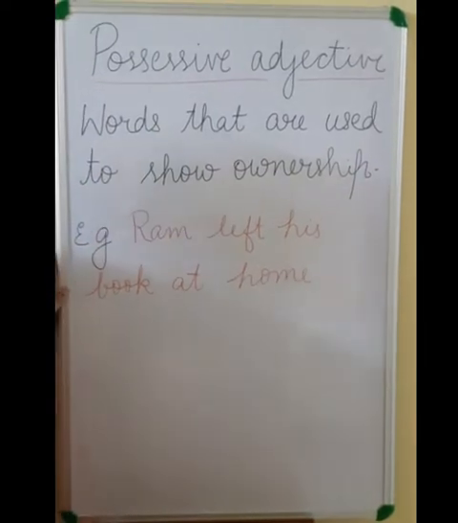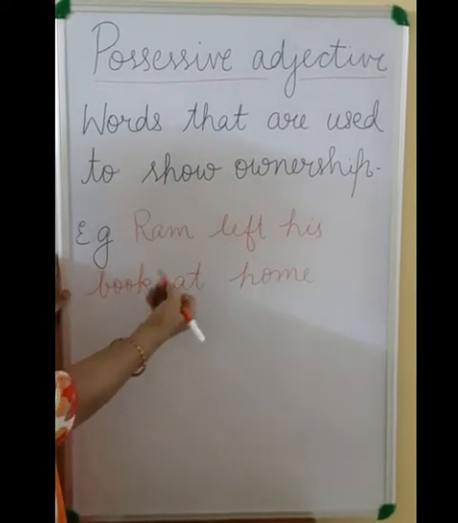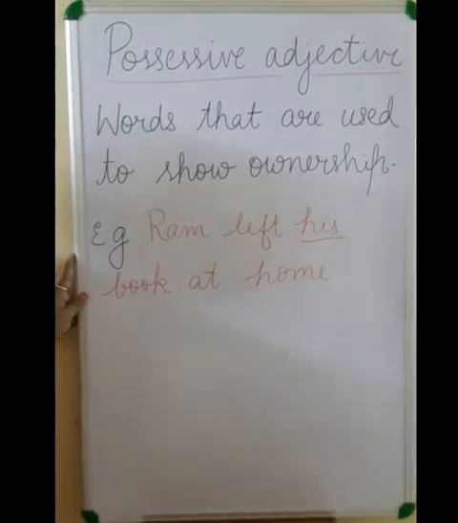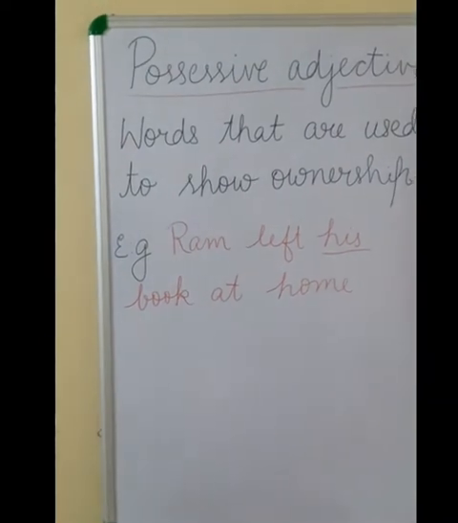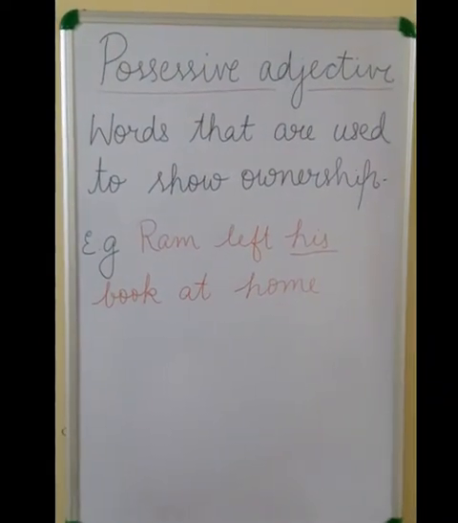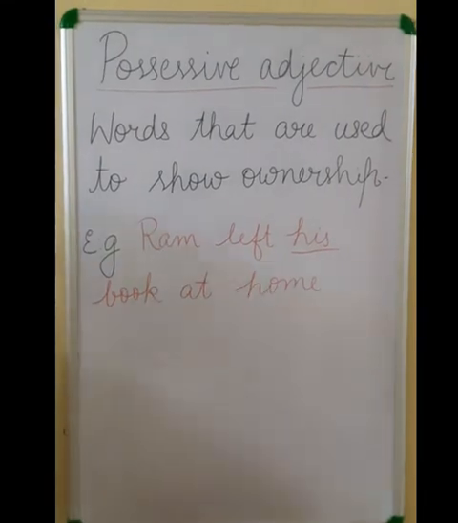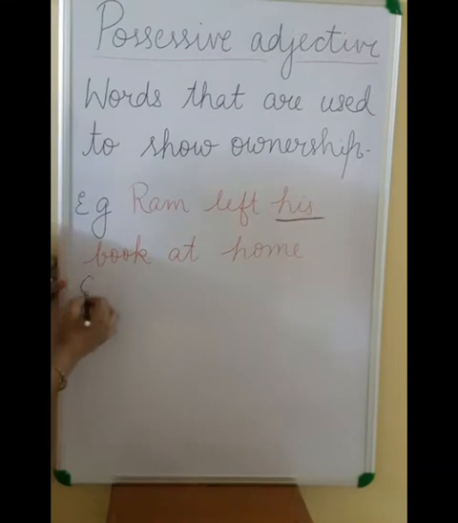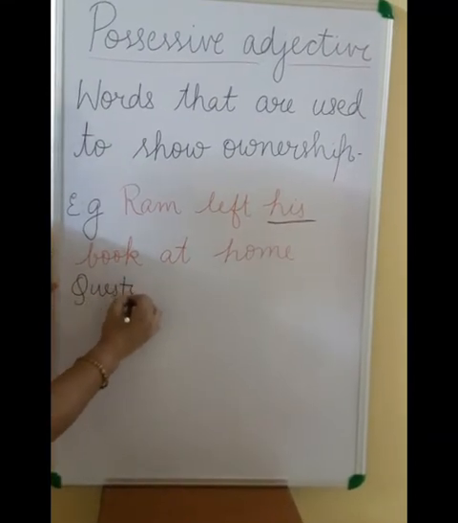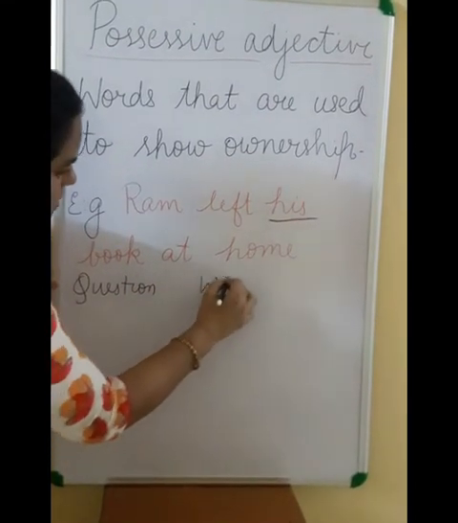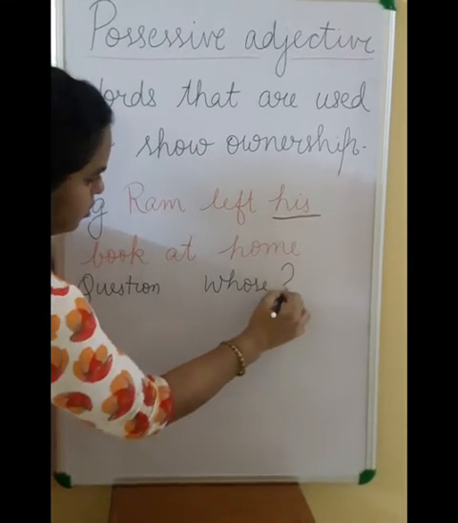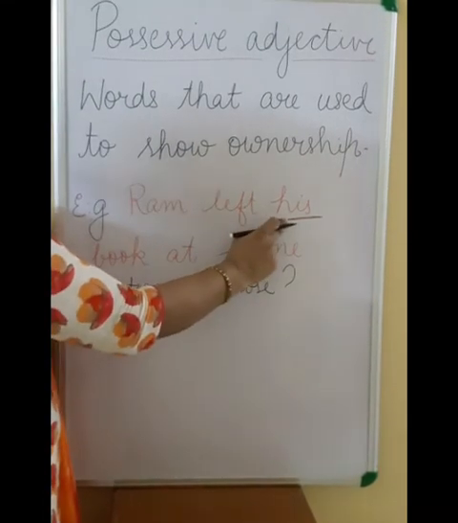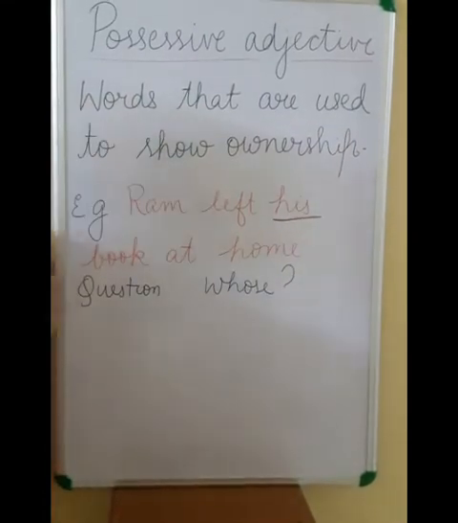Here, whose book is left at home? Ram's book is left at home. So his is the possessive adjective. The question to which it answers is whose. Who owns this thing? Who owns the book? It is Ram's book that he left at home.